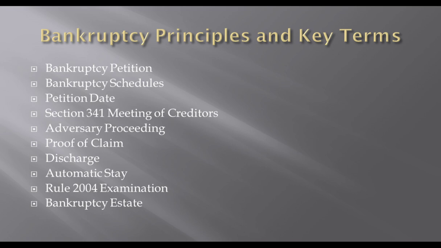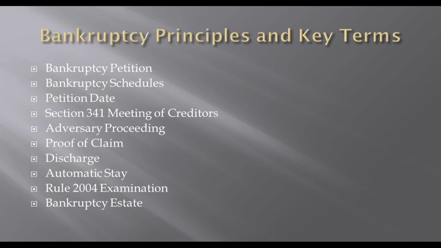A discharge is essentially a permanent order that releases the debtor from personal liability for certain specified debts, meaning that there's no obligation to repay them once the discharge is entered. In the individual case, this is typically entered 120 days after the petition date, or it could be lengthier depending on the facts. For corporate debtors, there is no discharge.